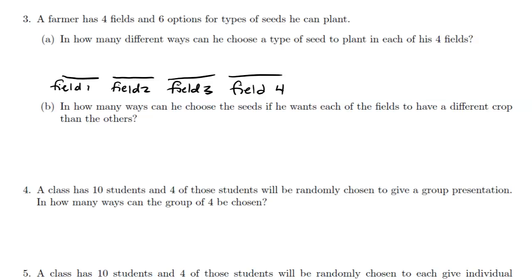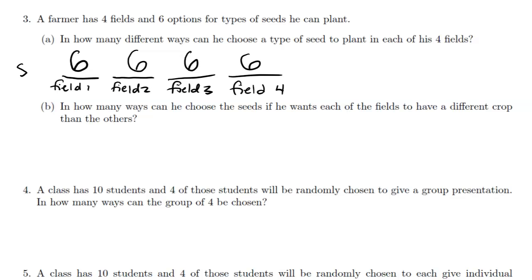Now in the top question in part A, it just says how many ways can he choose a type of seed to plant in each field. So in field 1, he has 6 different options of seeds he can plant, so he would have 6 options. And then for field 2, we don't have any restrictions. He can plant the same type again, like maybe plants corn in both of those fields, for instance. So the number of options is still 6, and it's going to be 6 for all of them.